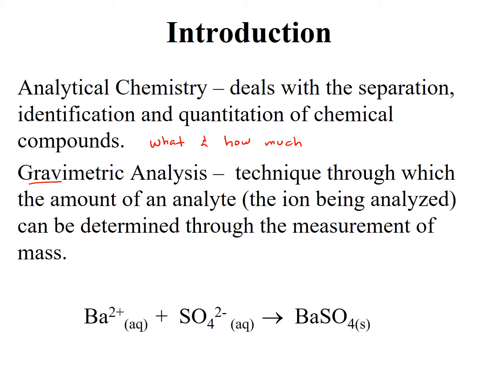So in this experiment, you're going to determine the sulfate in a given unknown by reacting it with barium 2 plus. When barium 2 plus reacts with sulfate, based on the solubility rules in chapter 4, they will give a solid precipitate called barium sulfate. Through the amount of the barium sulfate, you'll be able to determine how much sulfate you have in your unknown.